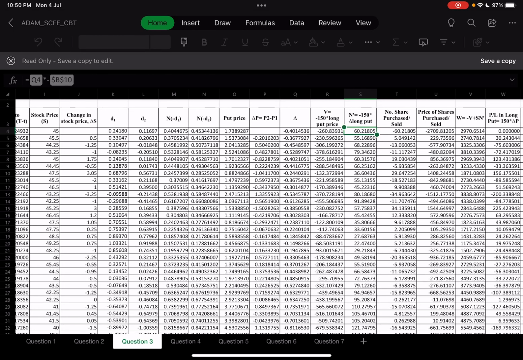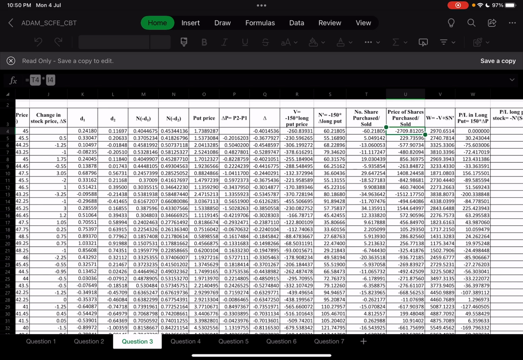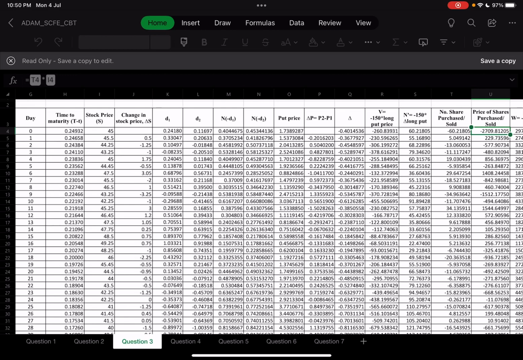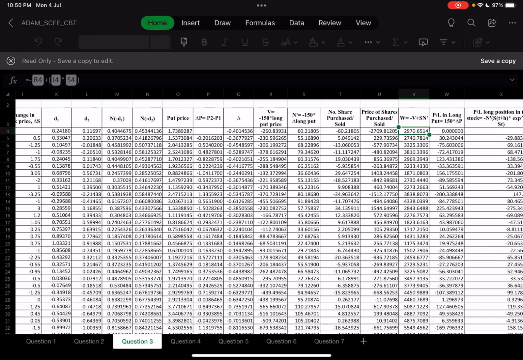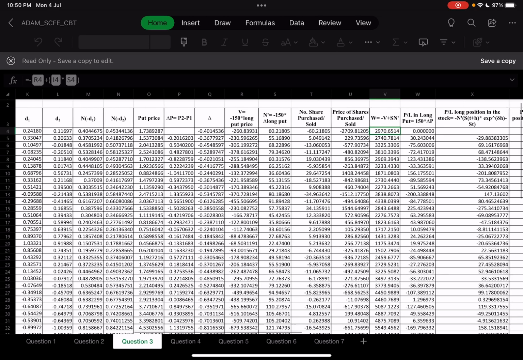Next, we need to calculate the number of shares purchased, which is basically just negative the n prime. And then to calculate the price of shares purchased or sold, we first use the number of shares purchased or sold multiplied by the daily stock price. Then W, as given in the above information, equals negative V plus S times n prime. As we've calculated those values before, we can calculate W.